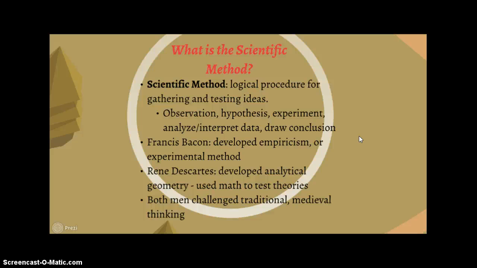Two scientists that helped advance this approach were Francis Bacon, and he developed empiricism, or the experimental method, and René Descartes, who developed analytical geometry and basically used math to test theories rather than science. Both men challenged traditional and medieval thinking, and both men gave us a better understanding of the natural world.